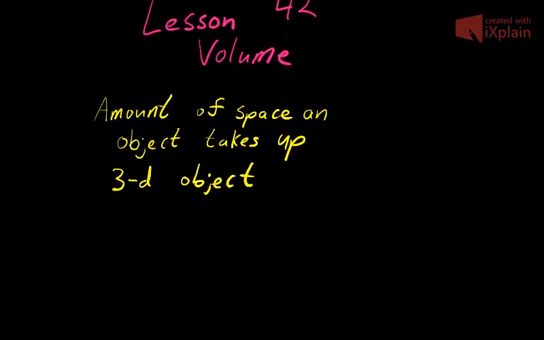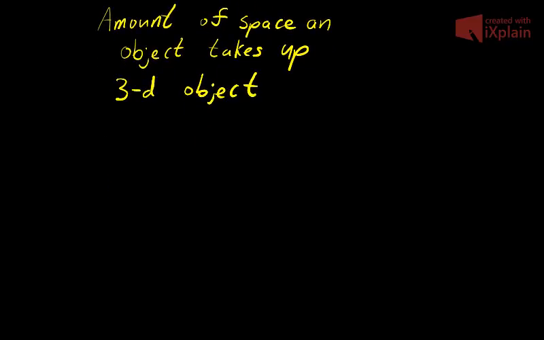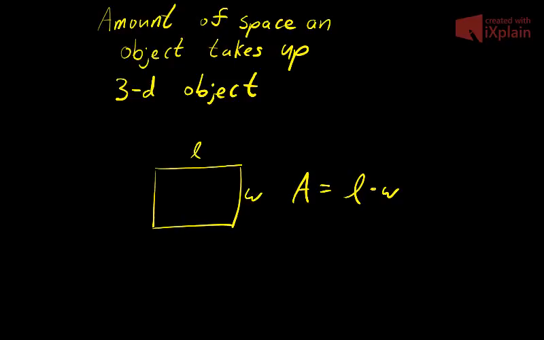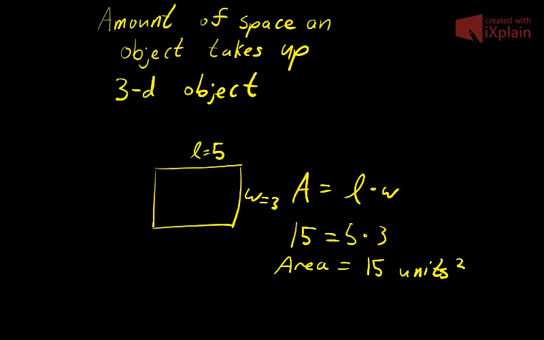But the way that we are going to find volume today actually starts with how we find area. If I have a square here and I find the area of it, the way we find area is length times width. So this is the length, that's the width. We multiply those together. Let's say the length is 5 and the width is 3. 5 times 3 is 15, so our area would be 15 units squared. Area is always going to have units squared.